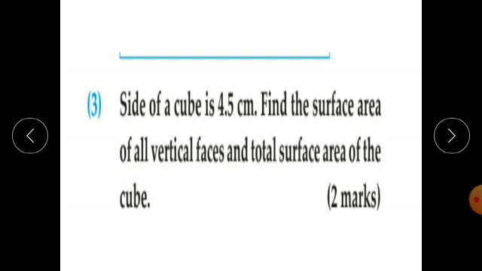Now question number 3. Side of a cube is 4.5 centimeter. Find the surface area of all vertical faces and total surface area of the cube.